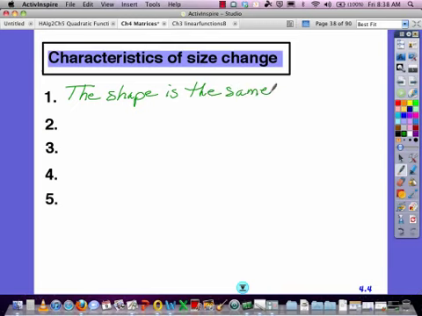Talk about the angles, talk about the edges. That's what some of your other characteristics would be. We want to list when you come to class, so make sure you have it in your notes, and we will then discuss it and see what we agree with. So, what are the characteristics of a size change taking place?